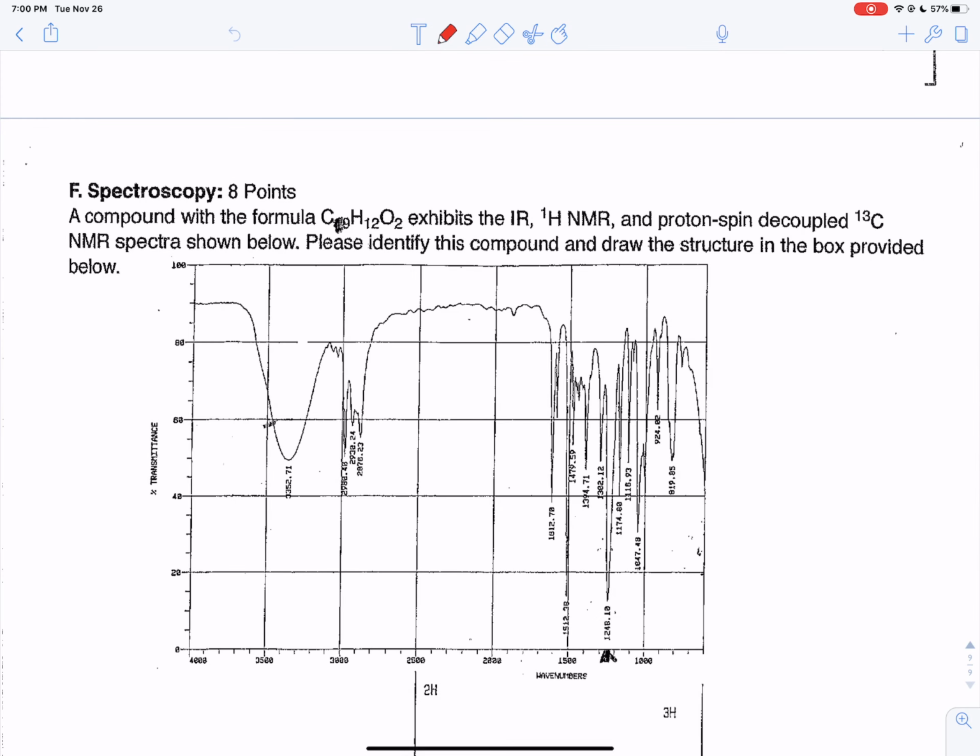Let's see. Red. So I think we're good. We're good. All right, guys. So it's 7, and we're going to get started.